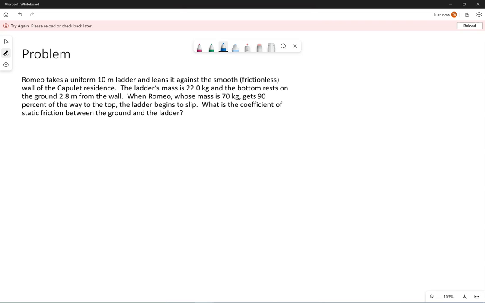Here we have one more example that is an equilibrium problem. So Romeo, we have a ladder, leans it against the wall. We have the mass of the ladder, and how far it is from the wall. We have Romeo's mass. We're told he gets 90% of the way to the top, and that's when the ladder begins to slip. We want to find the coefficient of static friction between the ground and the ladder.